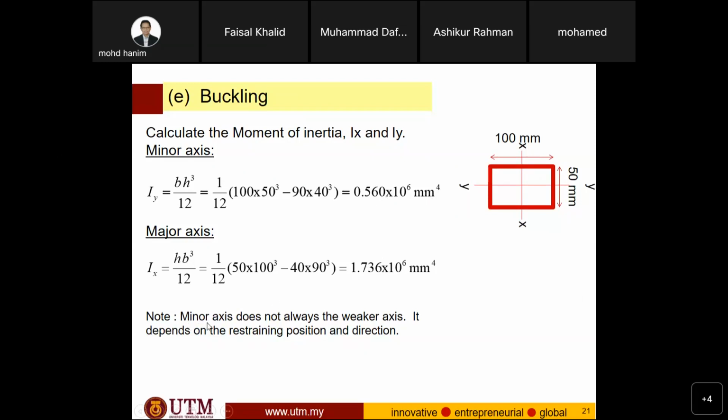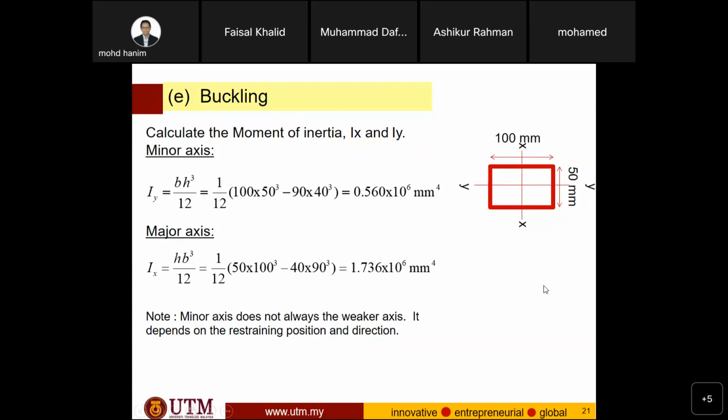Now, minor axis is not always the weaker axis. This is minor axis. It depends on the restraining position. Even though it is minor axis, it depends on whether it is restrained or not, the rotation about minor axis. If it is restrained, then probably the slenderness ratio, the slenderness, gets classified as short.